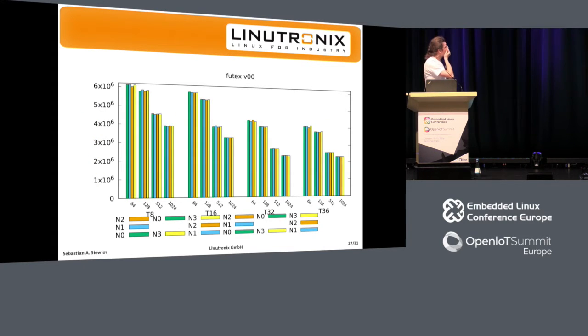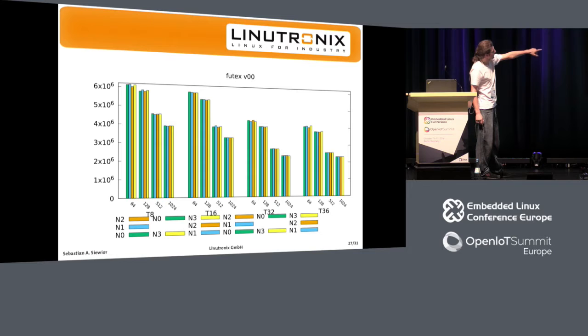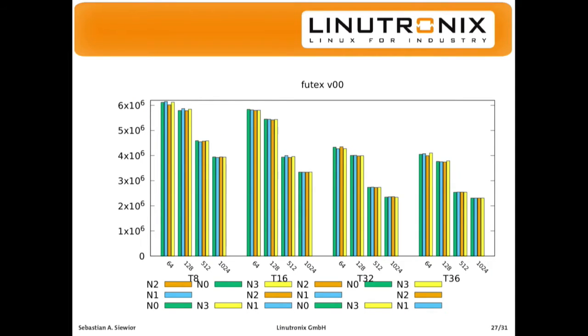So these are some performance numbers I gathered with the implementations we made. Each bar is a NUMA node, is a thread. So you see 64, and this means we have 64 futexes. And on the lower you see T8, which means we have 8 threads. So what it means is we have 8 threads doing operations on 64 futexes. And then we have green is NUMA node 0, 1, 2, and 3. And this is how the implementation in the kernel scales so far.